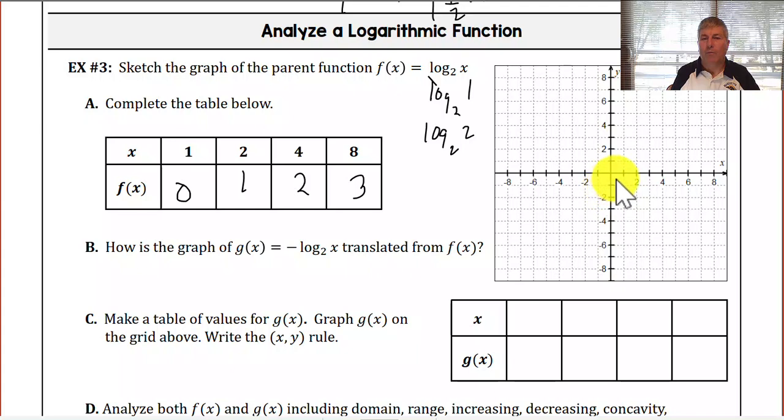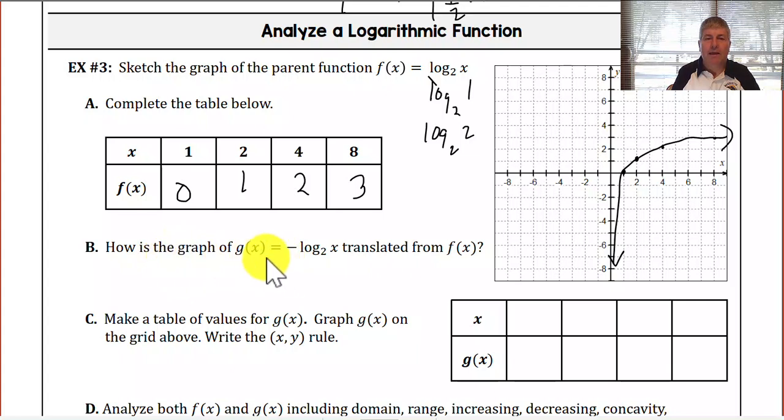So now we can plot our points at 1, 0, 2, 1, 4, 2, and 8, 3. So there's a start of our logarithmic function. We can also do the same thing for the reciprocals, but our graph will look something like that.